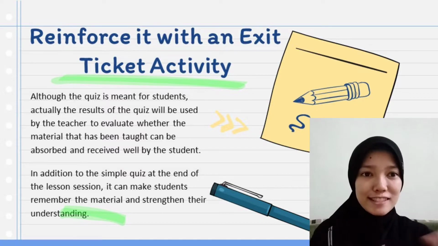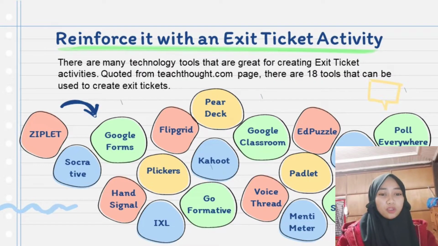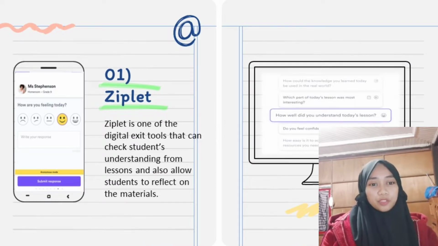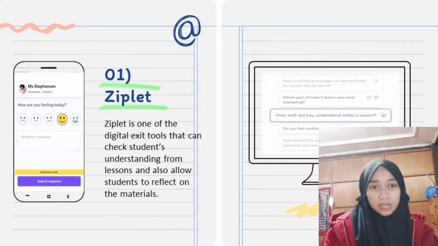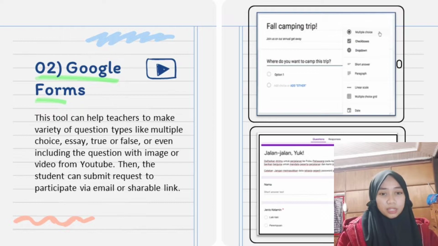There are many technology tools that are great for creating exit ticket activities. Quote from the teachtalk.com page, there are 18 tools that can be used to create exit tickets. So, the first one is Ziplet. Ziplet is one of the digital exit tools that can check students' understanding from lessons and also allow students to reflect on the materials. And the second one is Google Form.